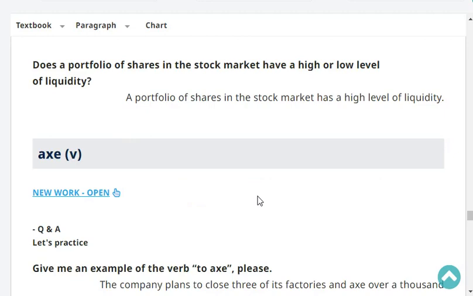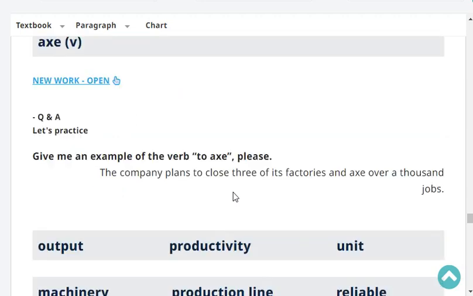Does a portfolio of shares in the stock market have a high or low level of liquidity? A portfolio of shares in the stock market has a high level of liquidity. Very good.